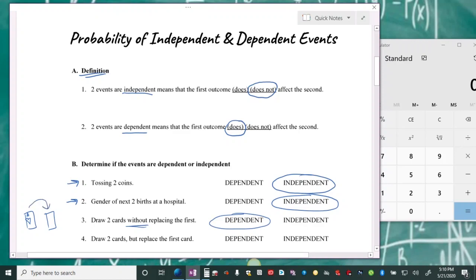For number four, we're going to draw that first card, but then we're going to put it back into the deck. Since we are replacing that first card, we have the same number when we draw the first and when we draw the second card. So now this becomes two independent events.